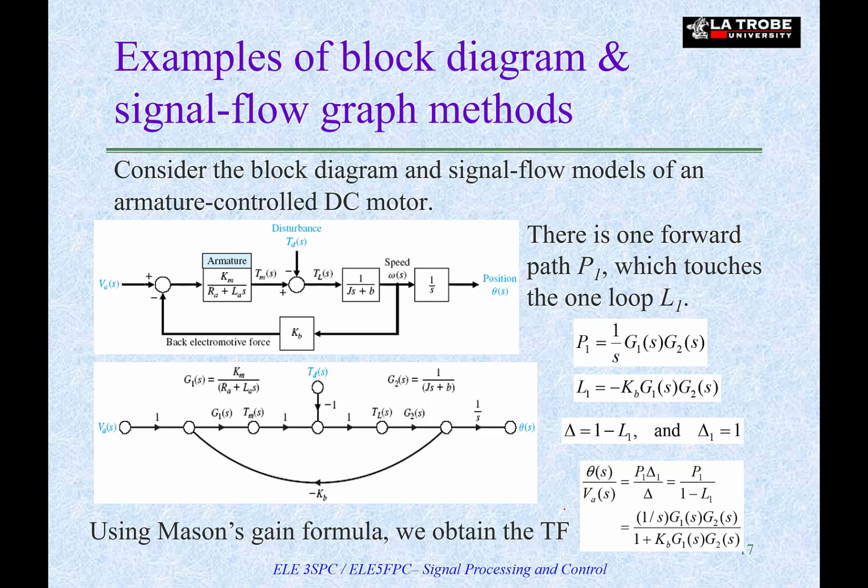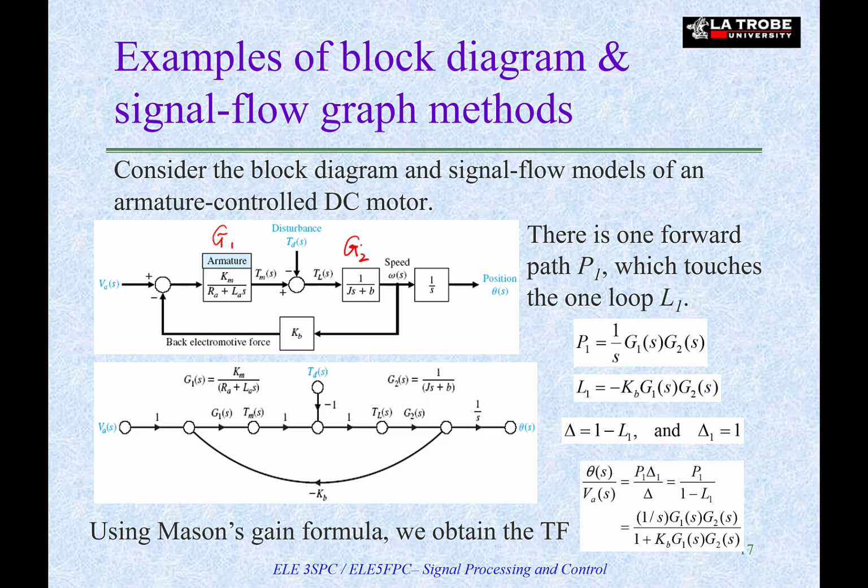In this example, I've shown you both the block diagram and the signal flow graph. This example is an armature-controlled DC motor. The top graph is the block diagram of this system. The armature transfer function is given by G1, and the load transfer function is given by G2. Of course, G1 and G2 mean G1(s) and G2(s). I have omitted s for simplicity.